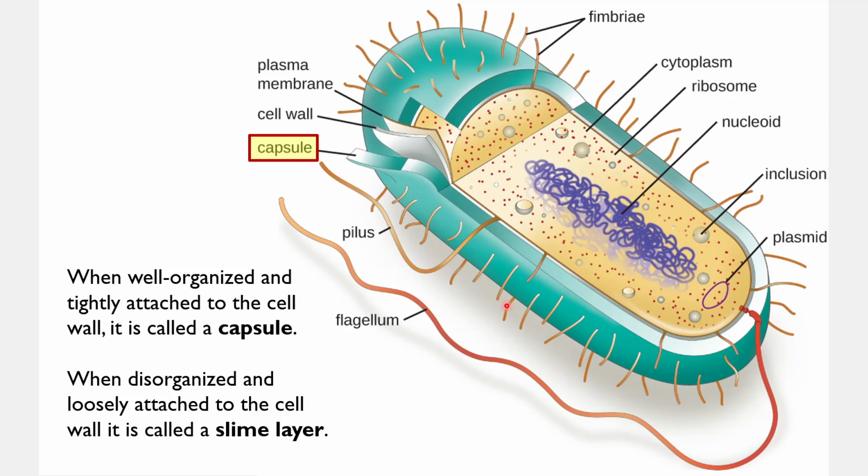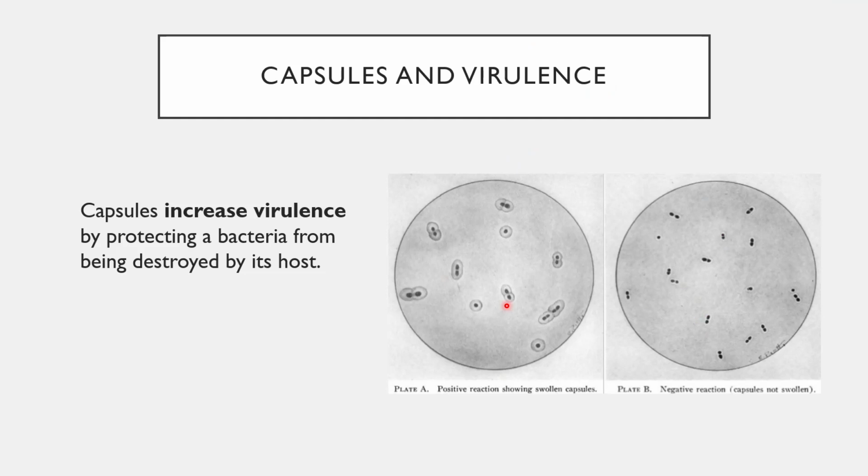However, something that the capsule and the slime layer have in common with each other is that they both increase the virulence of bacteria that possess them. Not all bacteria have a glycocalyx, but when they do, when it's in the capsule form, it increases the virulence of the bacterium by protecting them from being destroyed by the immune system of the host that they are infecting.